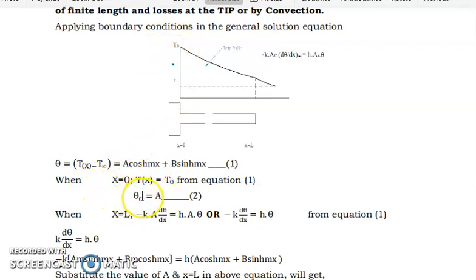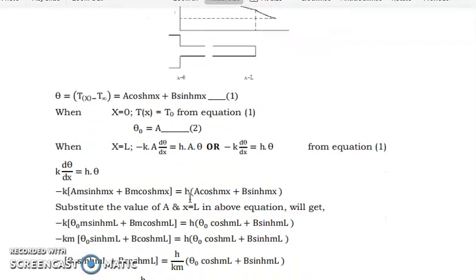So we get theta naught is equal to A. If you put x equal to 0, cosh 0 is 1, and A into sinh 0 is 0, so 0 into B is 0. And if you substitute T(x) equal to T naught, T naught minus T infinity is nothing but theta naught. So that's why theta naught is equal to A. This is taken as equation number 2.